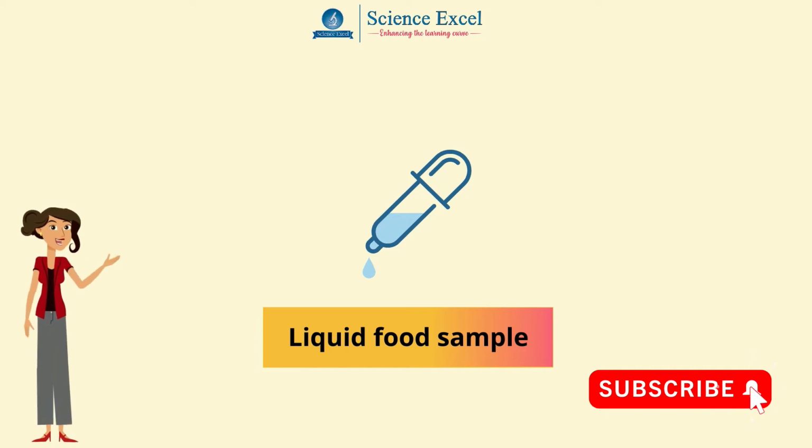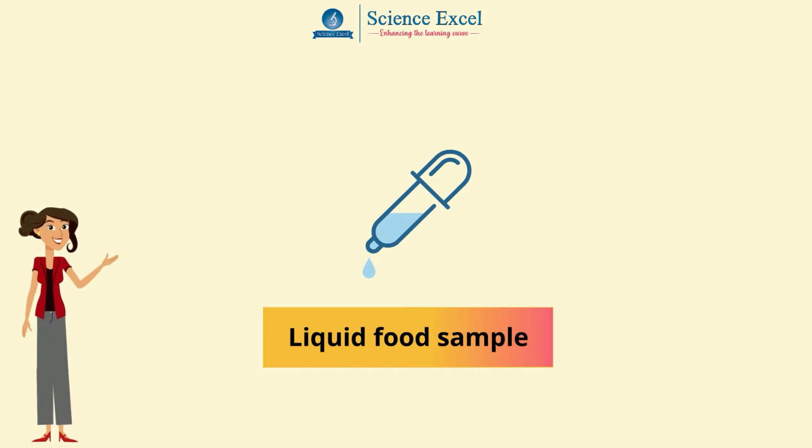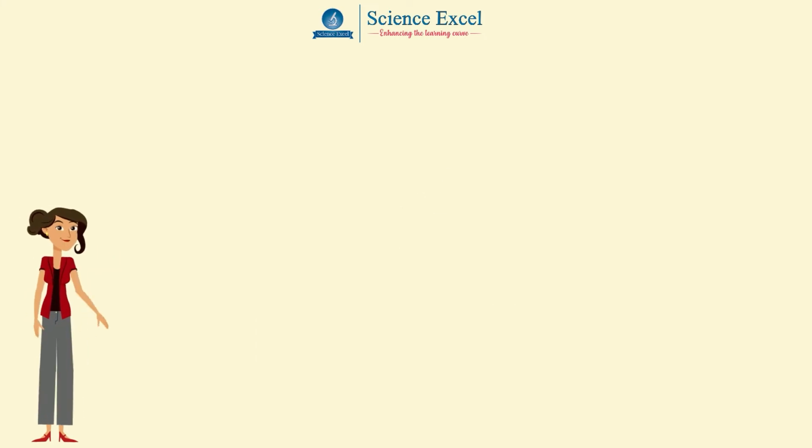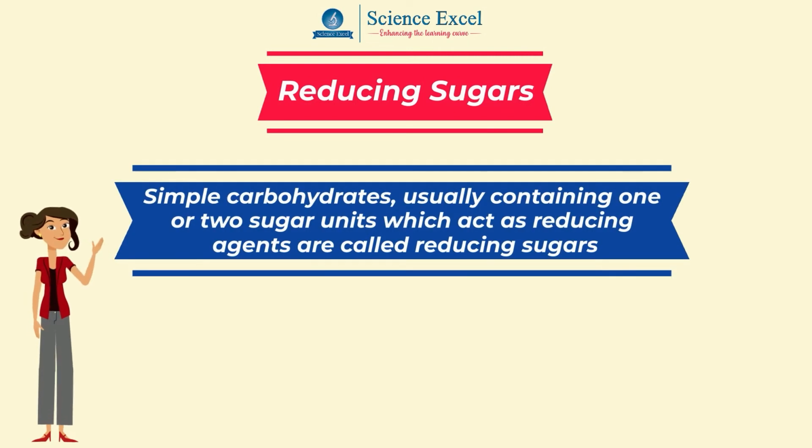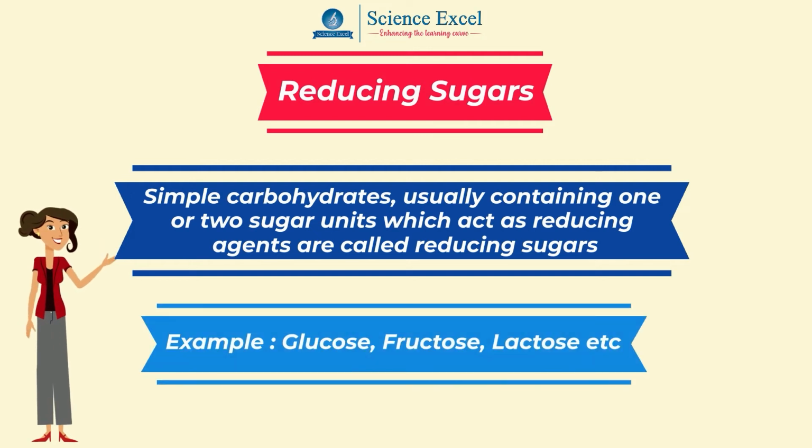Now let us test food for the presence of reducing sugars. Do you know what reducing sugars are? Simple carbohydrates usually containing 1 or 2 sugar units which act as reducing agents are called reducing sugars. Example: glucose, fructose, lactose, etc.